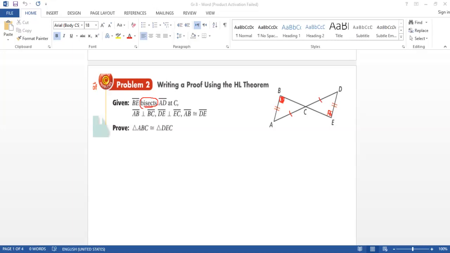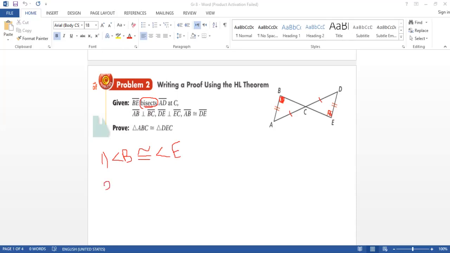Let's search about the three conditions to prove that the two triangles are congruent. Who can tell me the first condition? The first condition: angle B is congruent to the angle E. Each one of them is 90 degrees because they are right angles.